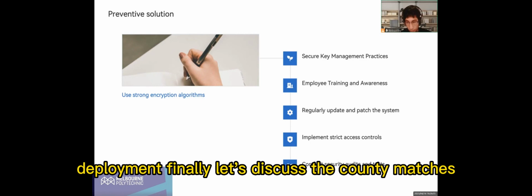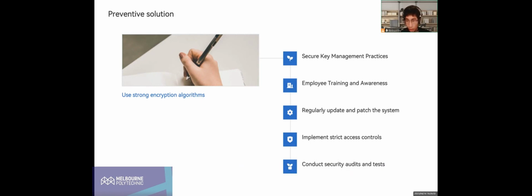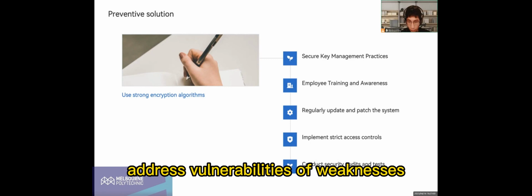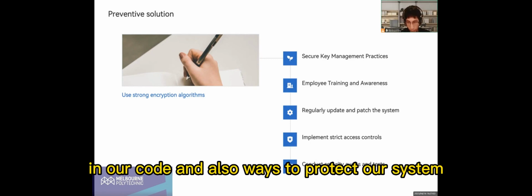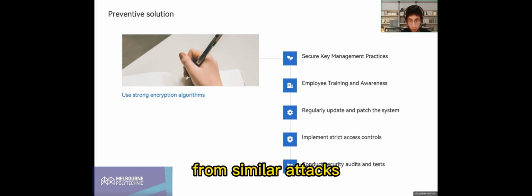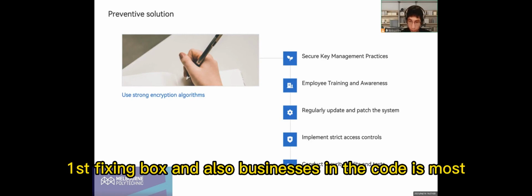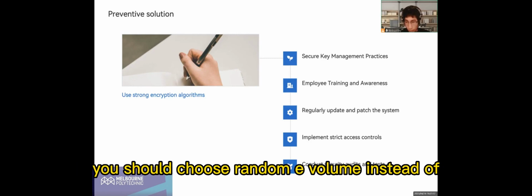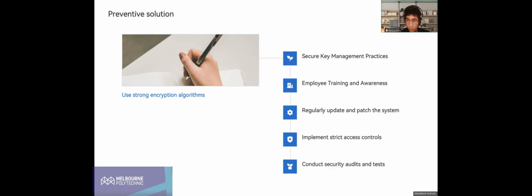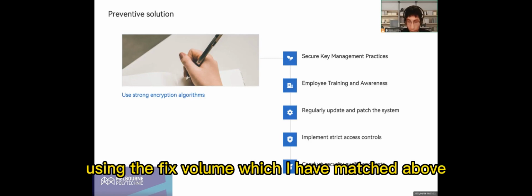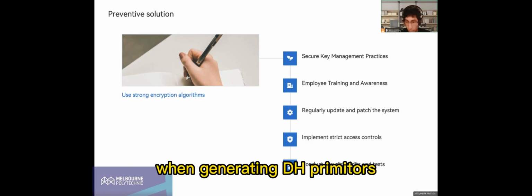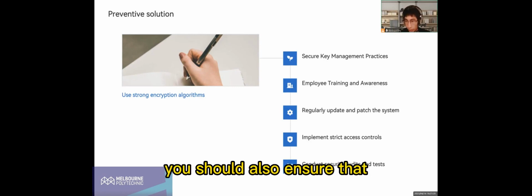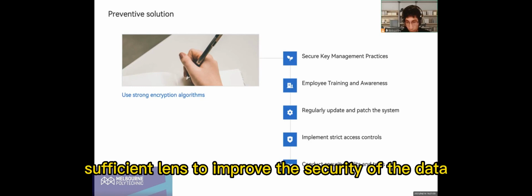Finally, let's discuss the countermeasures: how to address vulnerabilities or weaknesses in our code, and also ways to protect our system from similar attacks. First, fixing bugs and weaknesses in the code is the most immediate fix. For example, when using RSA key generation, you should choose a random E value instead of using the fixed value, which I have mentioned above. At the same time, when generating DH parameters, you should also ensure that your prime number is of sufficient length to improve the security of the data.